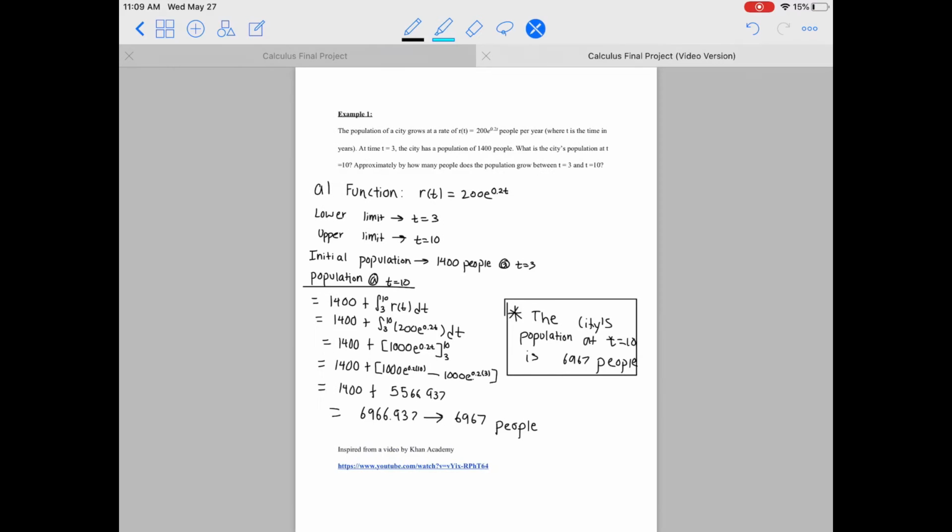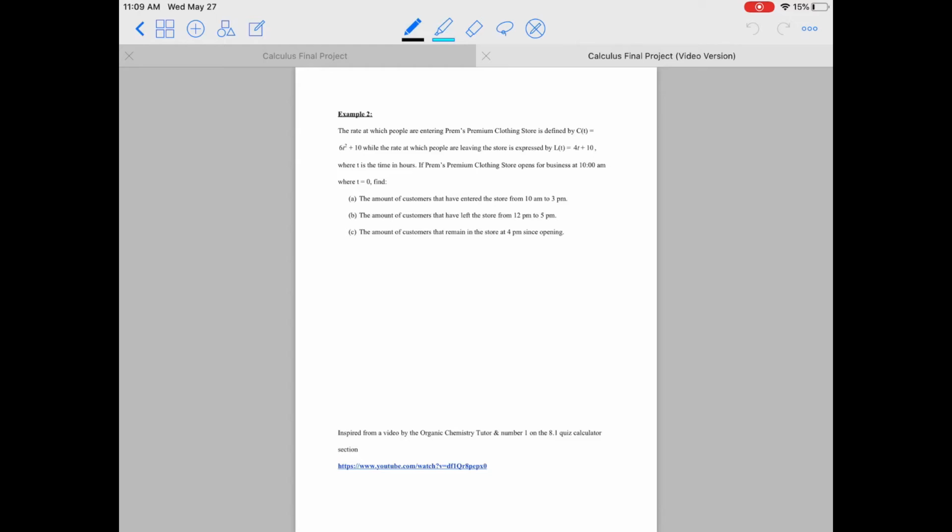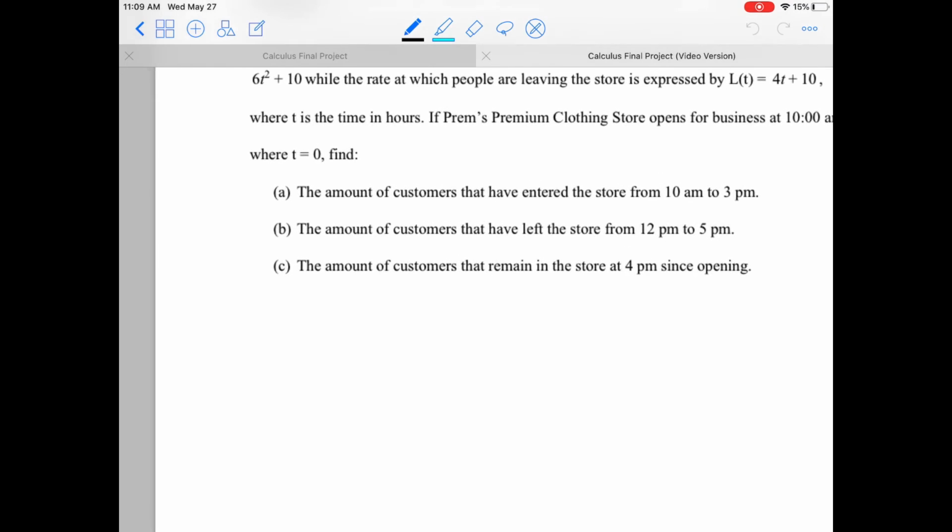Okay, so moving on to, and this first example problem was inspired by a video from Khan Academy. The second example problem reads, the rate at which people are entering Prem's premium clothing store is defined by C of t equals 6t squared plus 10, while the rate at which people are leaving the store is expressed by L of t equals 4t plus 10, where t is the time in hours. If Prem's premium clothing store opens for business at 10 a.m., where t equals 0, find A, the amount of customers that have entered the store from 10 a.m.